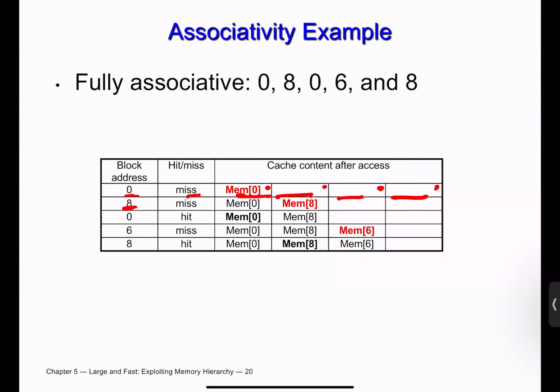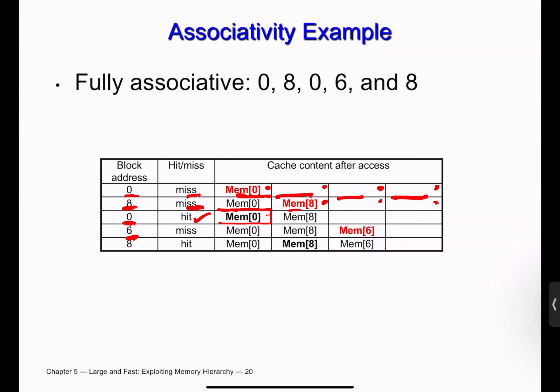Then 8. I will search in all of the locations. Did I find memory of 8? Of course not, because initially memory of 8 was not there, so I missed. And then I will copy memory of 8. This location is already filled with memory of 0, so I choose this location to copy memory of 8. But you may decide here, another one may decide here. Then the 0. The 0 is there already, so I hit.